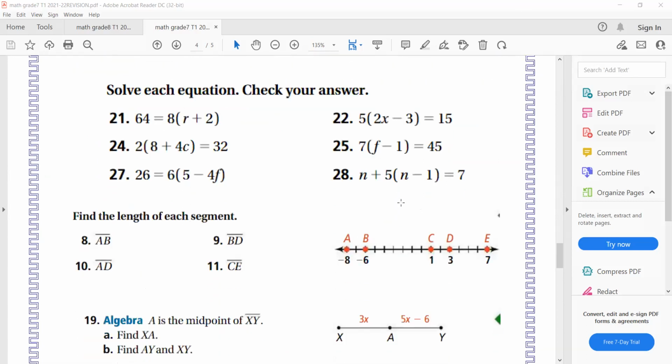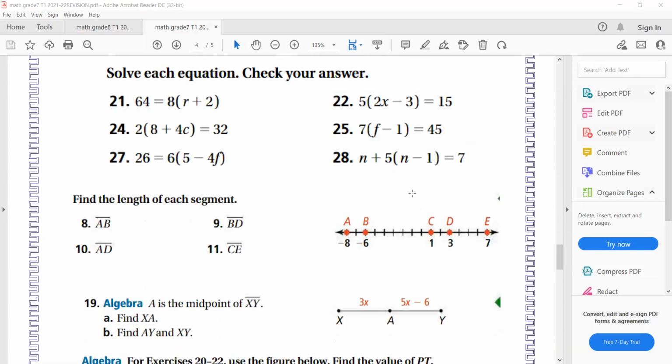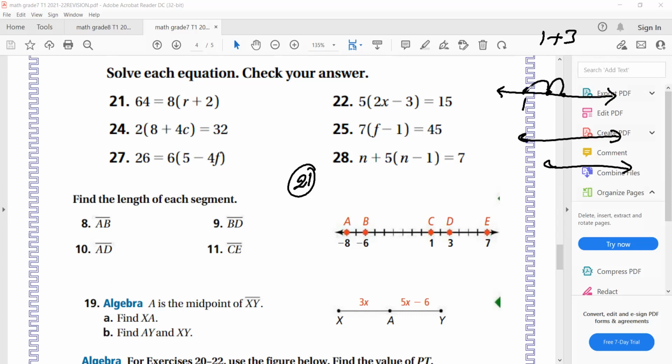Okay, my dear, how can I solve this problem? I solved number 21. In the test, I will bring a number line and we count. The first problem, I'll give you a number line and give you a problem, for example, 1 plus 3. Which number line represents 1 plus 3? You must start from 1 and add 3 to the right, and the answer will be 4.